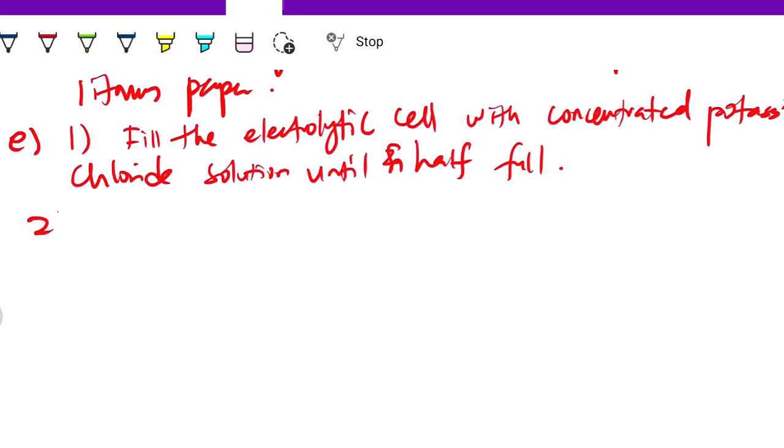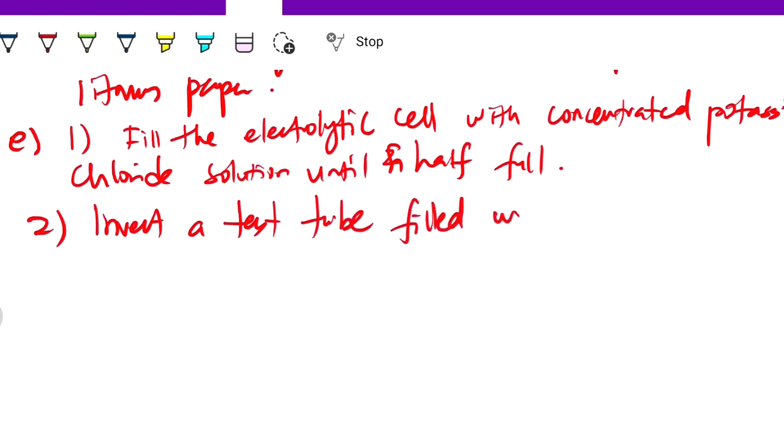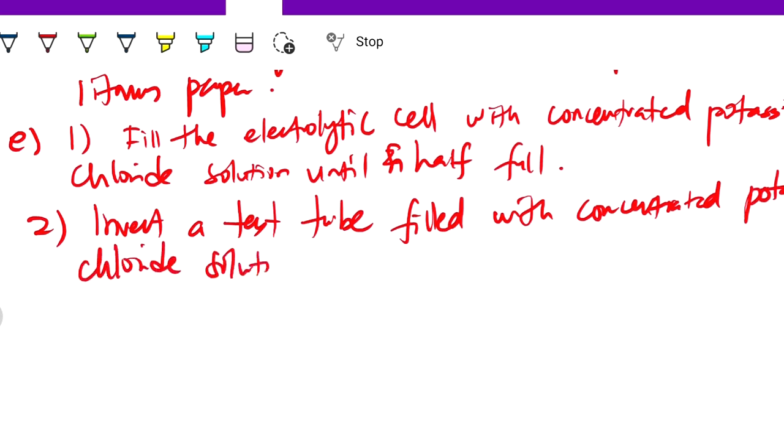Next, invert a test tube filled with concentrated potassium chloride solution on the anode, because we need to collect the gas again.